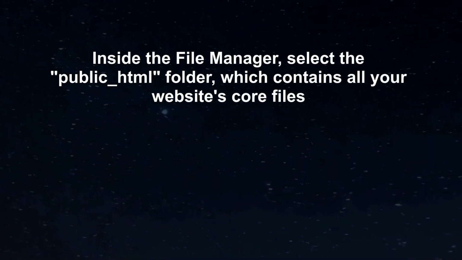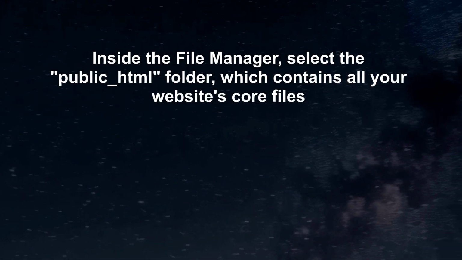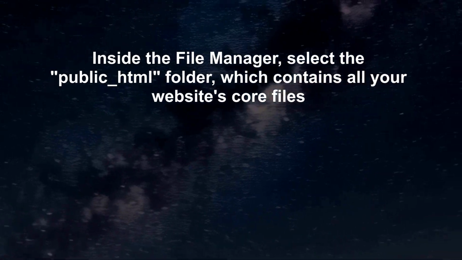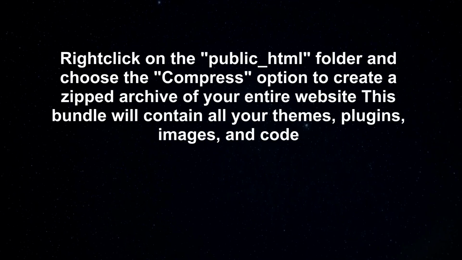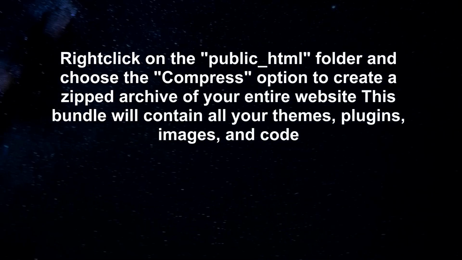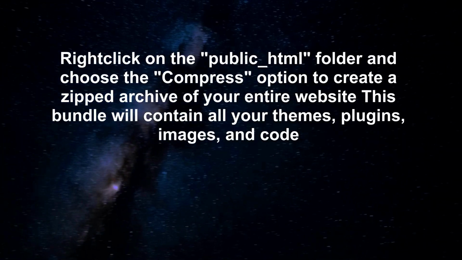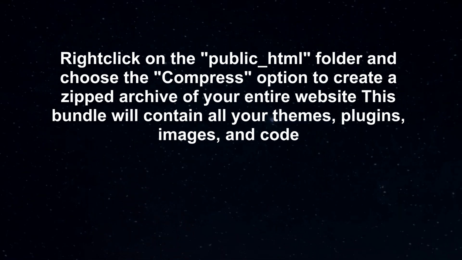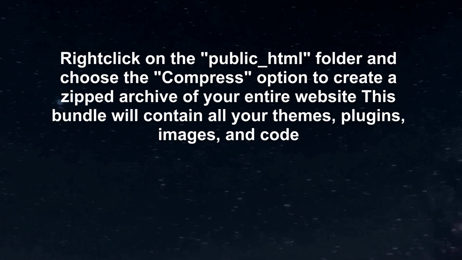Inside the File Manager, select the public_HTML folder, which contains all your website's core files. Right-click on the public_HTML folder and choose the Compress option to create a zipped archive of your entire website. This bundle will contain all your themes, plugins, images, and code.